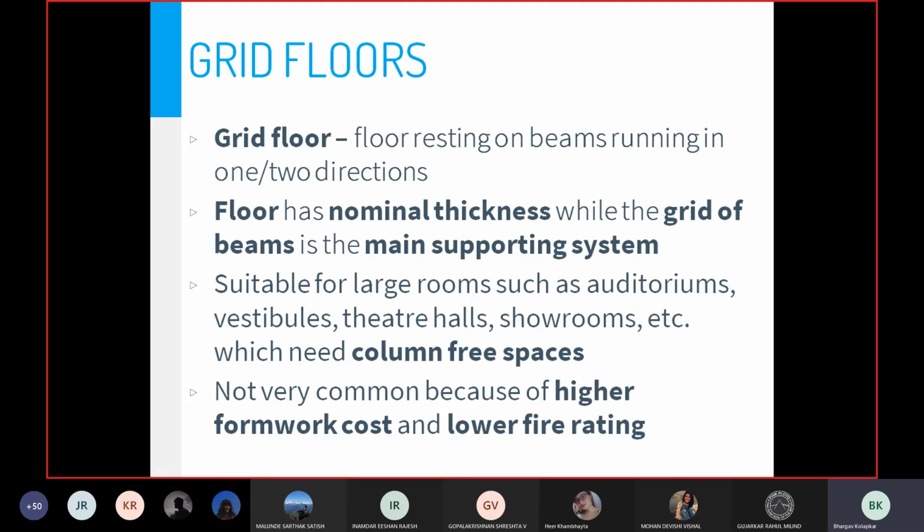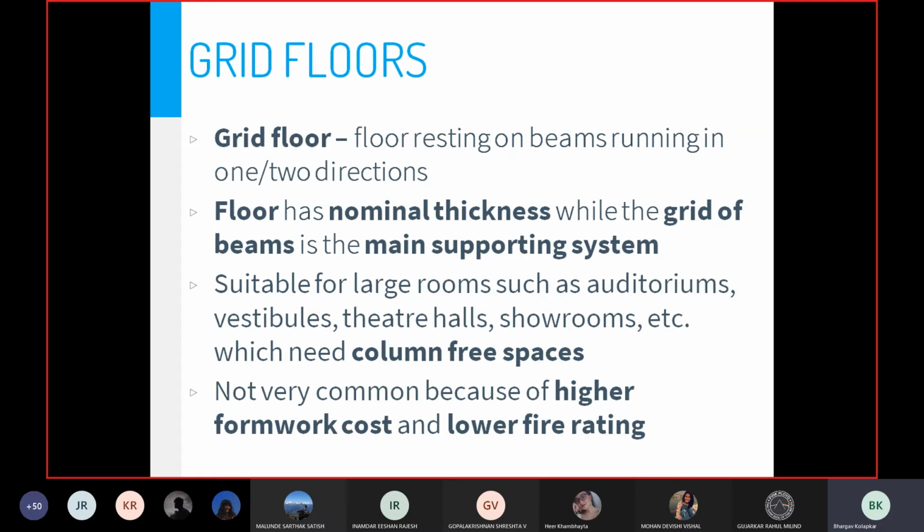Talking about one direction, we have looked at what is called a grid slab, which is a type of one-way slab in which the beams are running in only one direction, closely spaced as compared to a beam slab system. We have a set of beams that runs only in one direction, supported on either primary beams or columns in the other direction. In this system, the floor just has nominal thickness, while the grid of beams is the main supporting system. Such a system is normally employed for architectural reasons, suitable for large rooms such as auditoriums, vestibules, theaters, showrooms, etc.